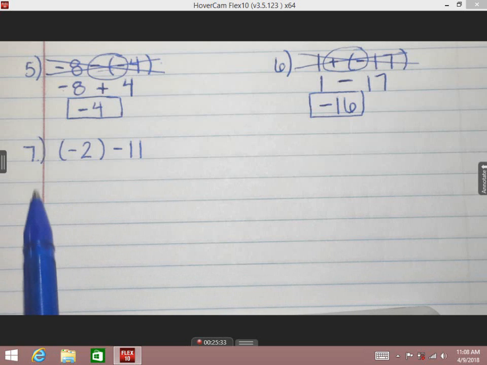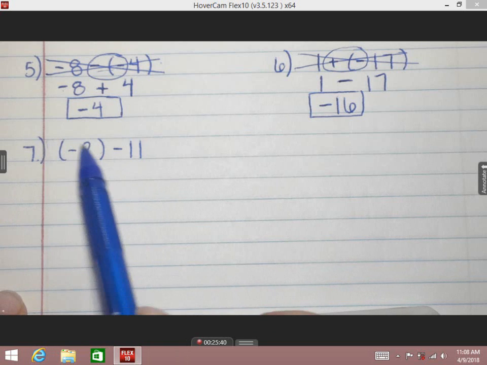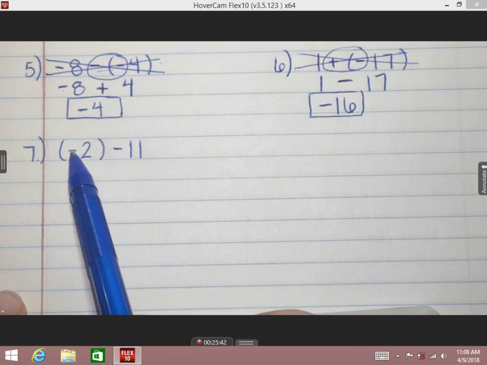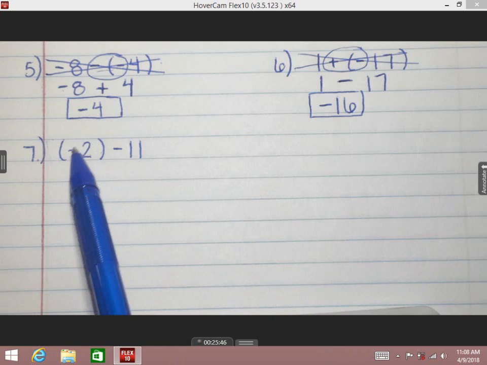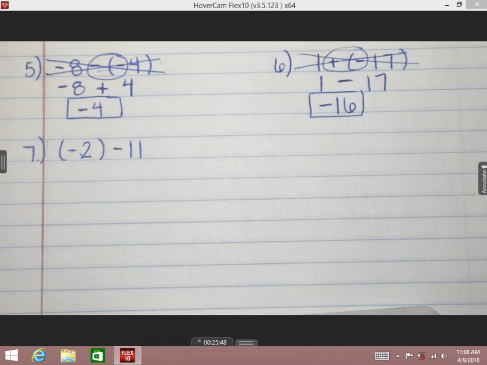I put this up here because sometimes textbooks and the worksheet that you're going to do today will put parentheses around this because they want to make sure that negative and that 2 stay together. All right? So whenever you have a negative, sometimes people will put parentheses around the negative number to keep the negative and the number together. And that's what's happening here.